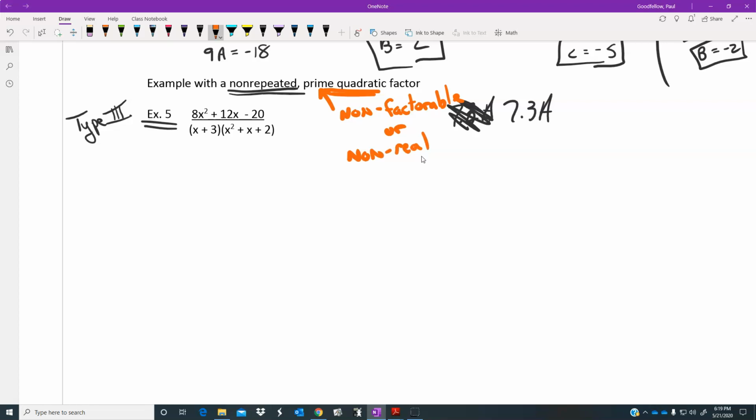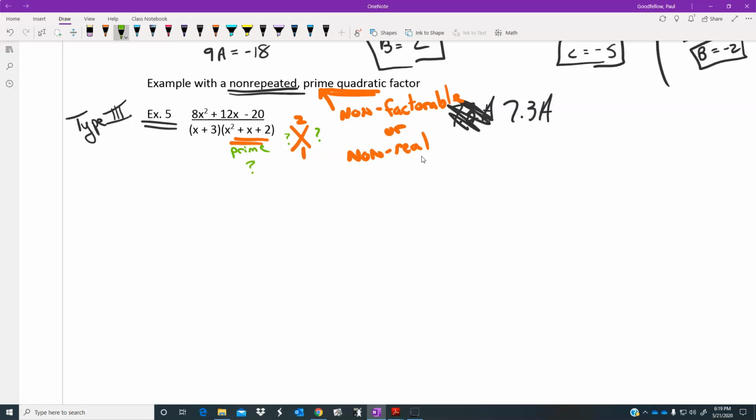Now, in this one right here, you can definitely see that the non-factorable piece we're focused on is this quadratic right here. If we start thinking about the x pattern on this one, there is no way we're going to come up with any factors that multiply to 2 but add to the number 1. So this guy right here is definitely a prime quadratic factor.